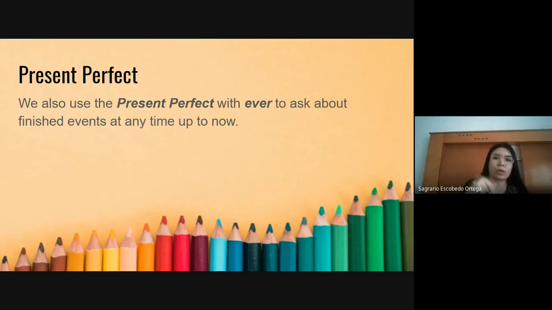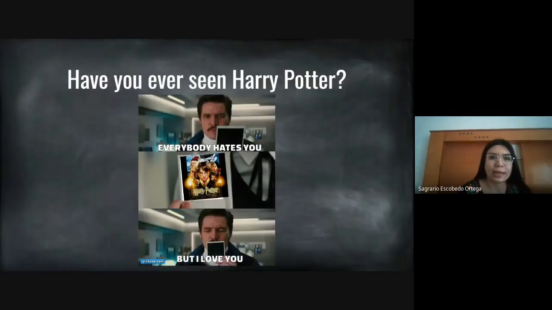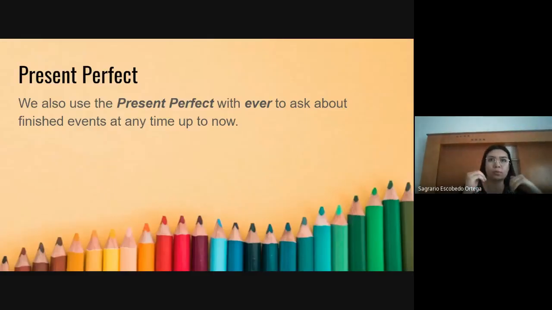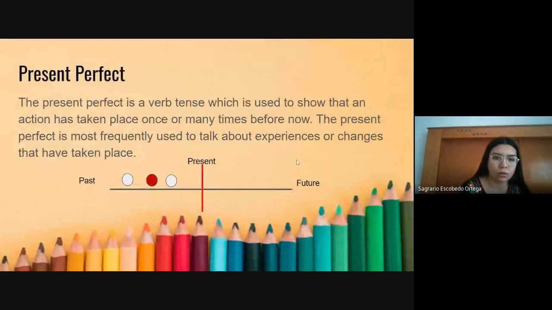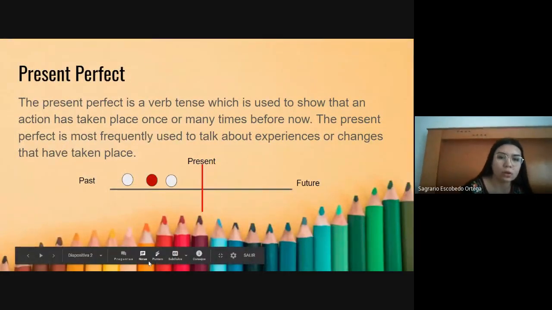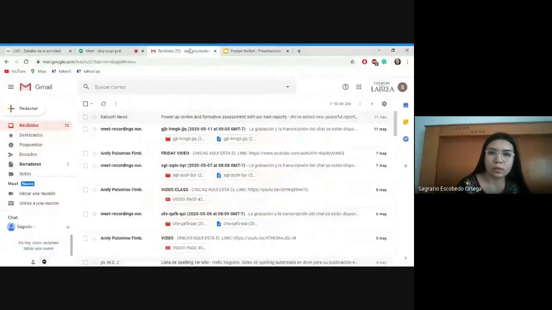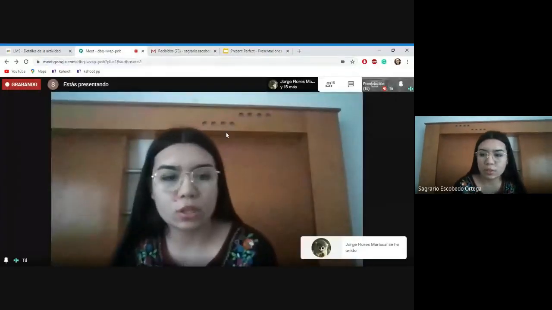Now, we also use the present perfect with ever to ask about finished events at any time up to now. Have you ever seen Harry Potter? Okay, we're using ever. Okay. So up to now. Have you ever seen Harry Potter? Remember, it could be once or many times, but we're talking about the past. Okay, questions up to here.